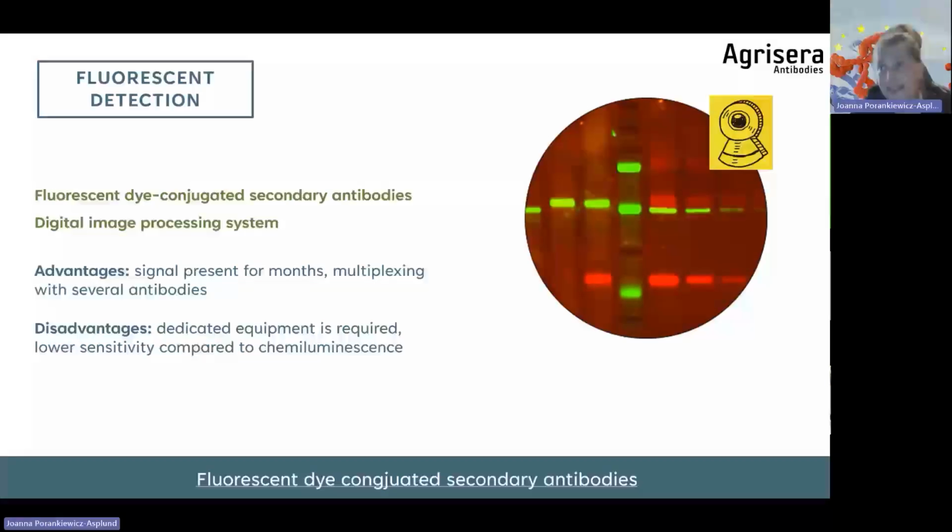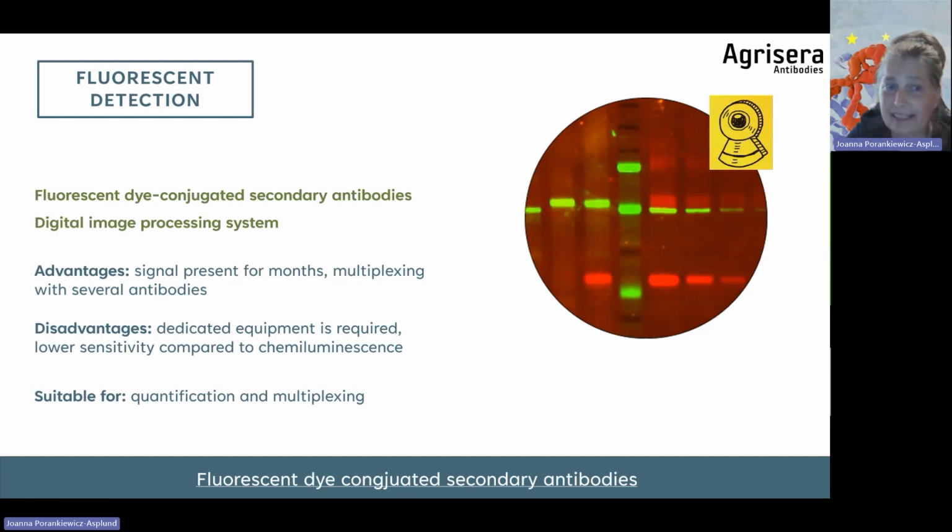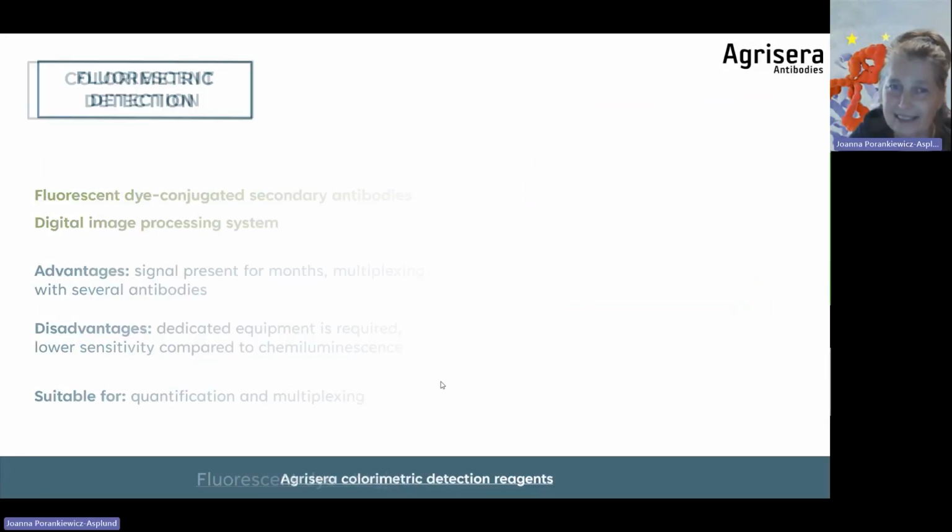Actually, if you work with proteins which are difficult, ideally it would be good to have two different possibilities for visualization in the lab. So have the possibility to perform ECL and also to perform fluorescent detection. Because sometimes if one does not work well, the other actually can produce the desired result. Fluorescent detection is suitable for quantification and multiplexing, as I mentioned.